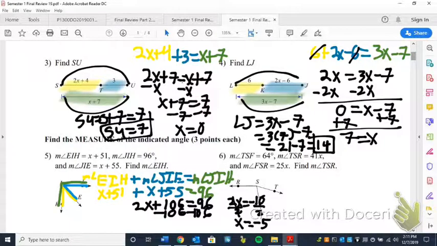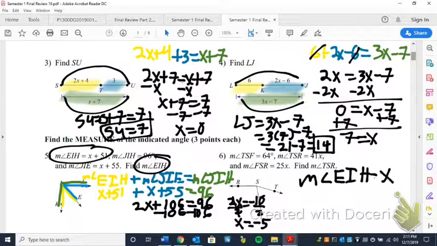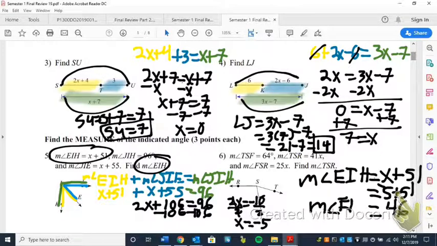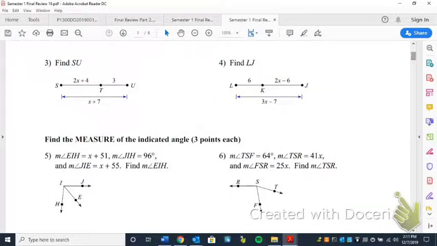Now here's the thing. It's fine for x to equal negative 5. The angle itself can't be negative. Angles are always positive. So we're looking for EIH. EIH equals x plus 51. So instead of x, we're going to plug in that negative 5. And we get the measure of angle EIH equals 46. Yay!